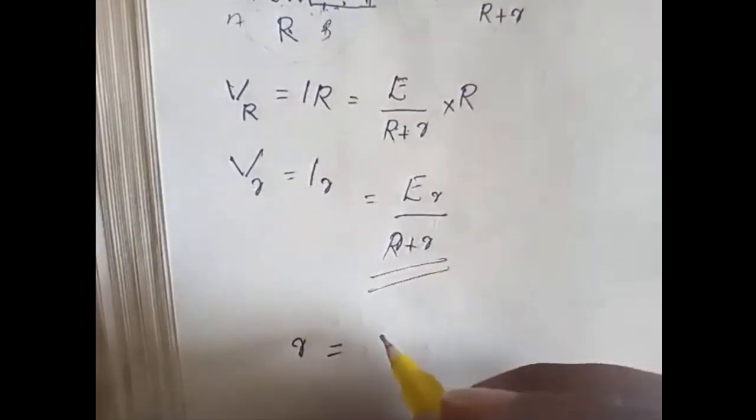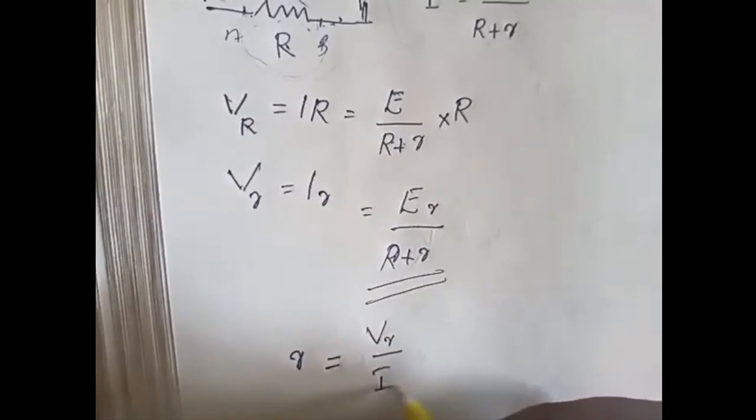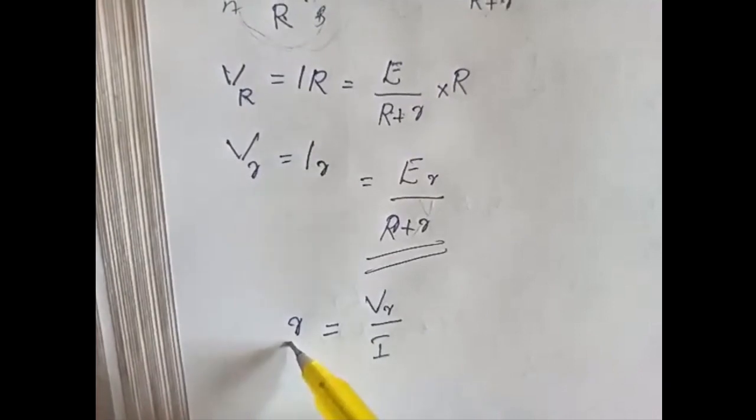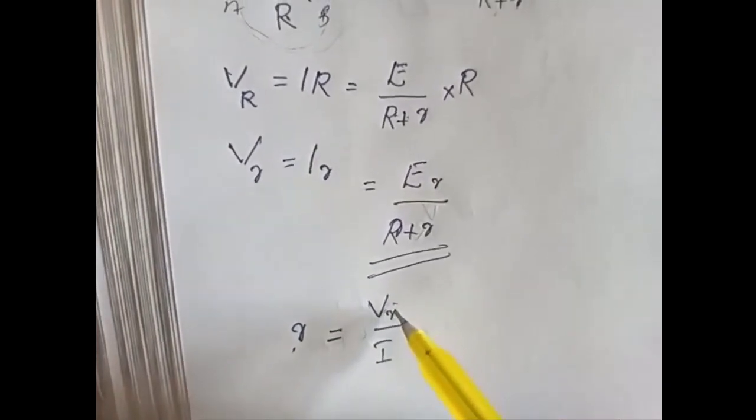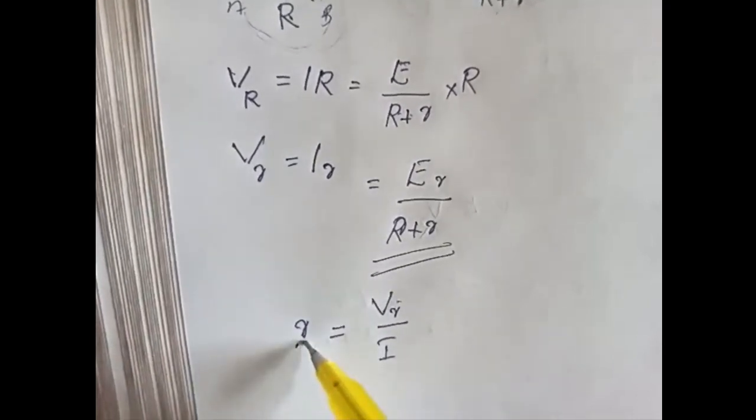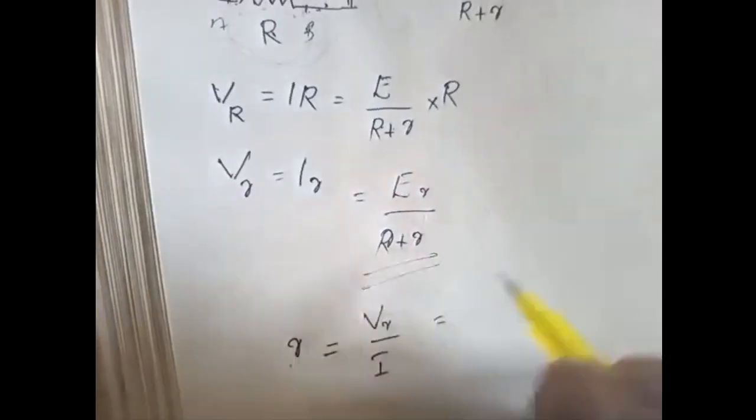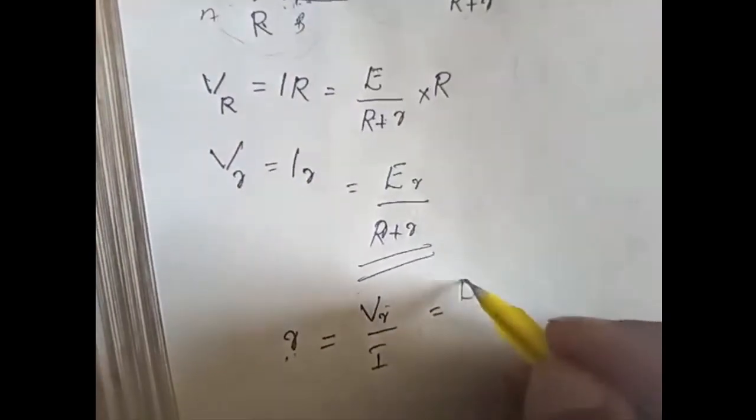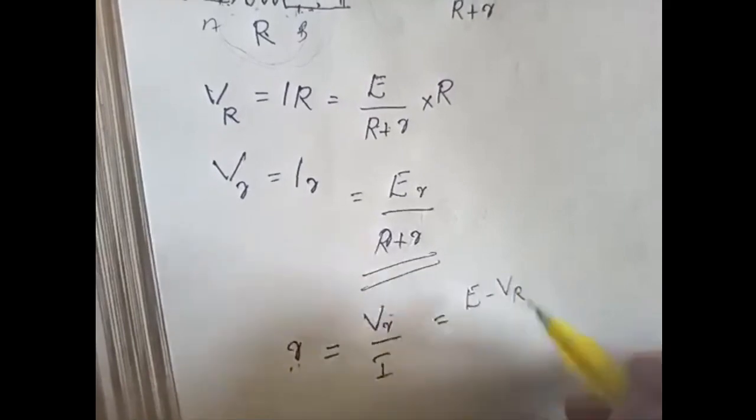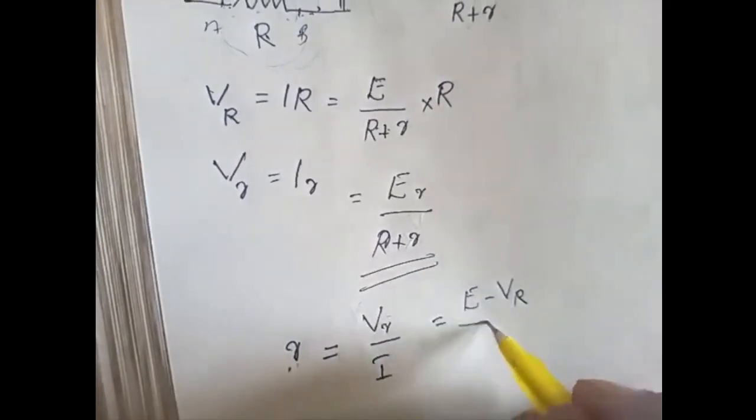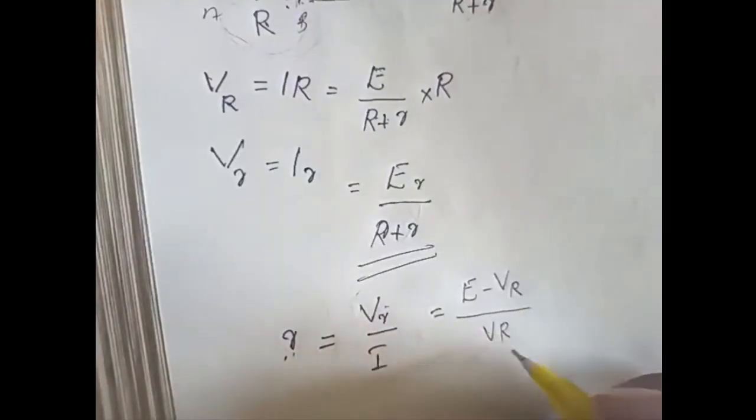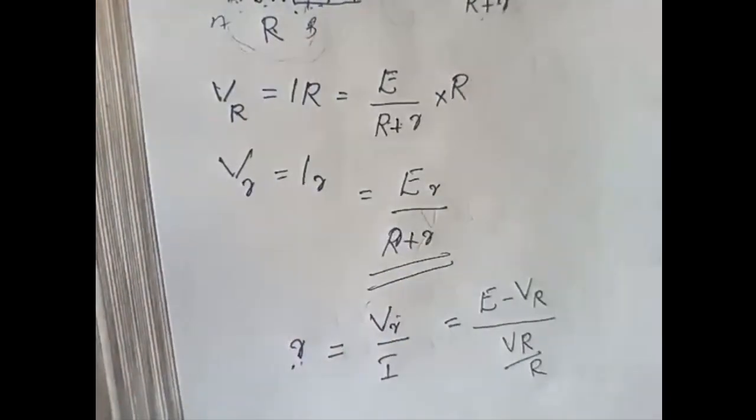The value of R will be equal to V_R by I, no? By Ohm's law, potential by current will be equal to resistance. This is the potential drop at the internal resistance, and I is the current passing through it. So that potential difference by I will give you this R. That V_R will be equal to the total EMF minus the potential drop at the load, divided by V of R by R.